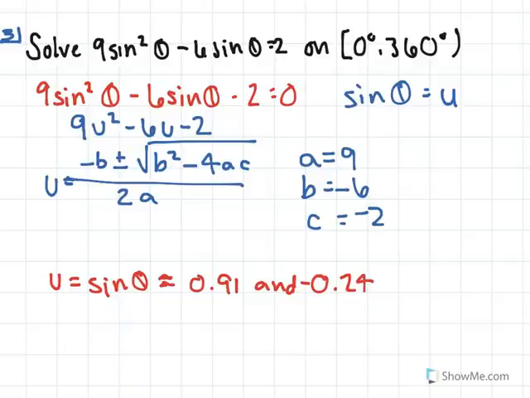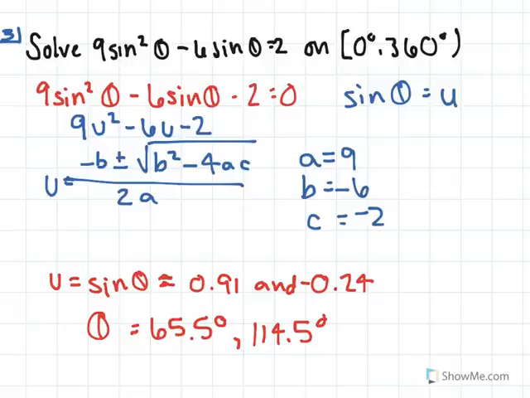So we could just plug those values into our calculator. So we would do sine inverse of 0.91 and sine inverse of negative 0.24 to solve for theta, and we would get theta equals 65.5 degrees and 114.5 degrees.